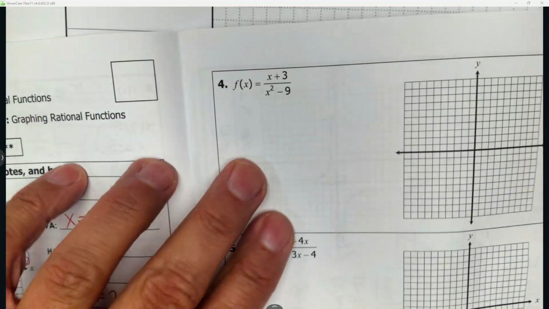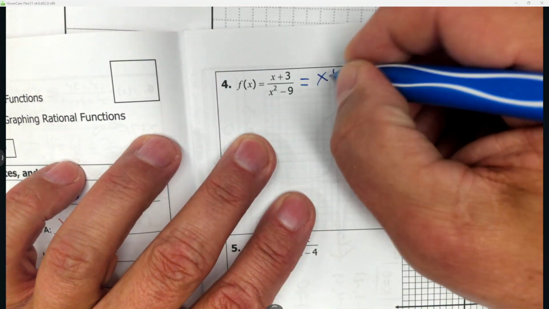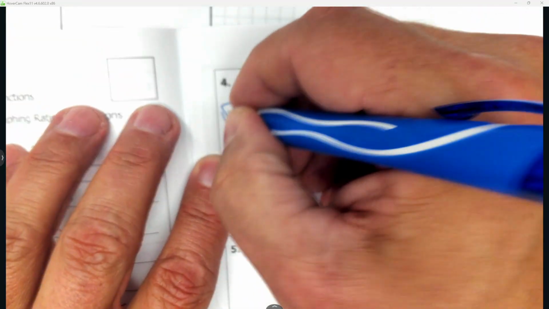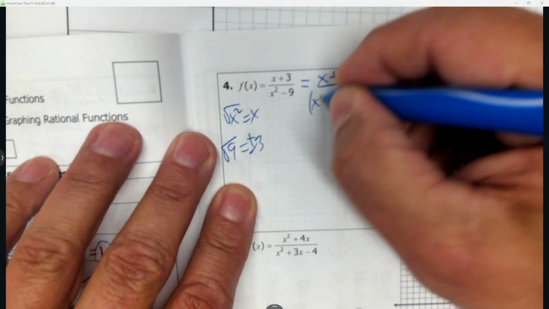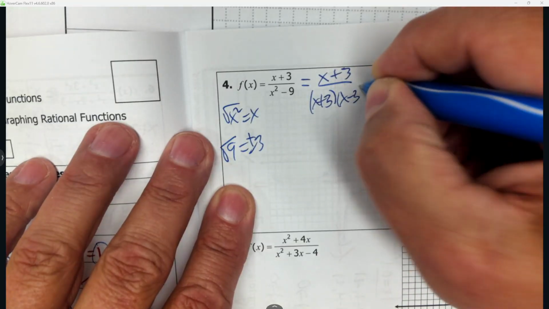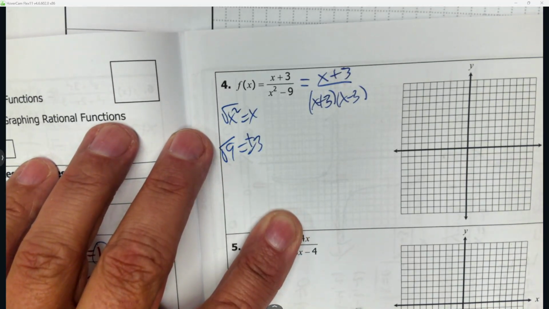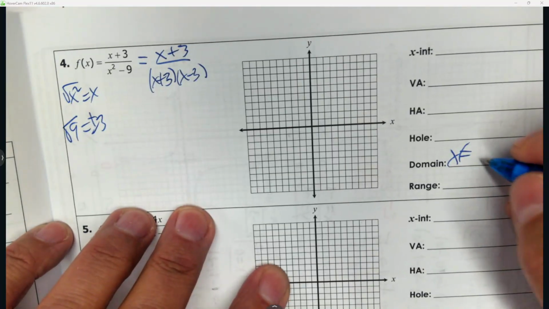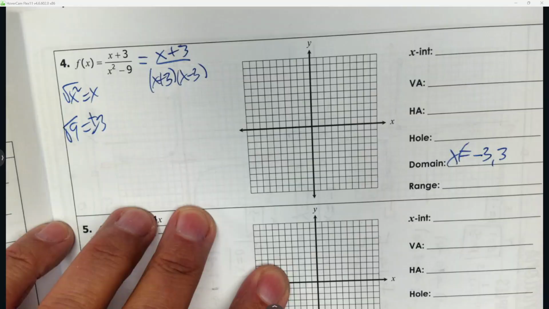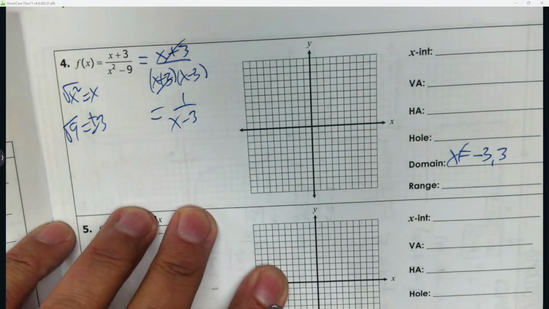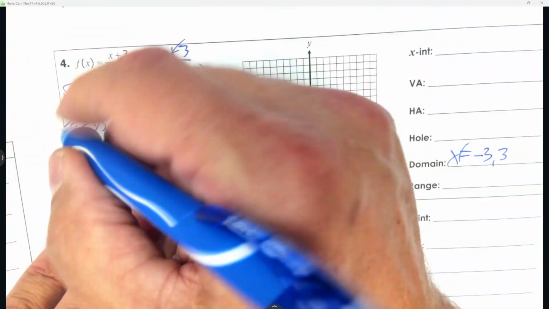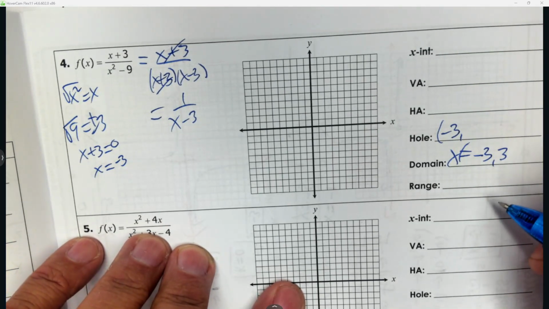Step 1 in number 4 is to factor it. So I have x plus 3. The denominator is called the difference of squares. So we're going to take the square root of it. So we have x plus 3 and x minus 3. So there's two numbers x cannot be. If I look at the denominator, the two numbers are negative 3 and positive 3. Then I can cross them out, and I'm left with 1 over x minus 3. So I crossed out x plus 3, make that equal to 0, subtract 3 and solve it. That's the hole, the domain restriction.